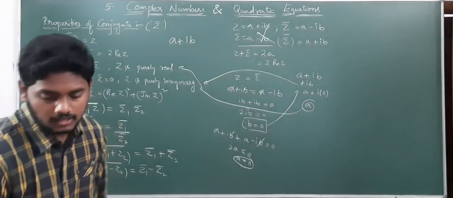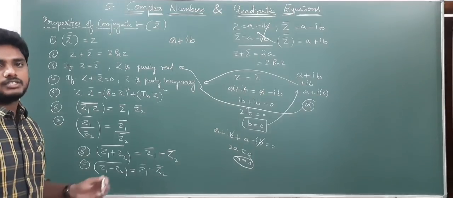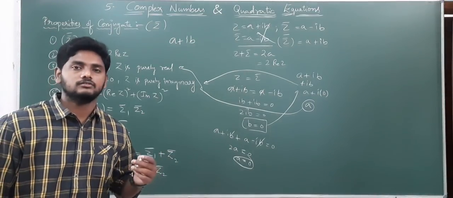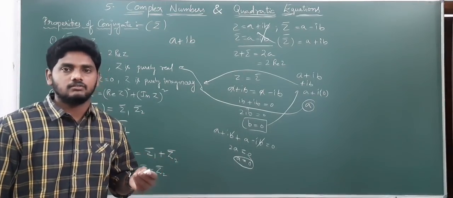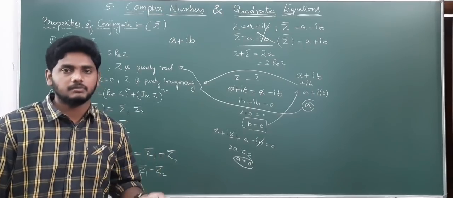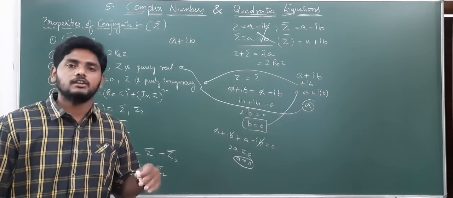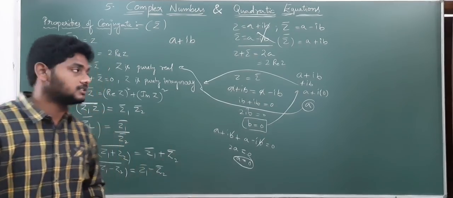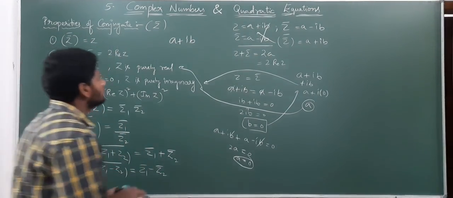Next we will discuss power of i. See what may be the value of i. I value we know, square root of minus 1. What is the value of i square? That is minus 1. So what may be the value of i cube, i power 4? So those all we will discuss now. Pause the video to note it down.